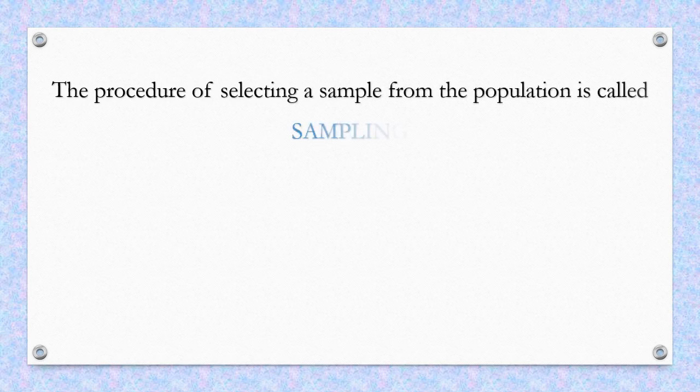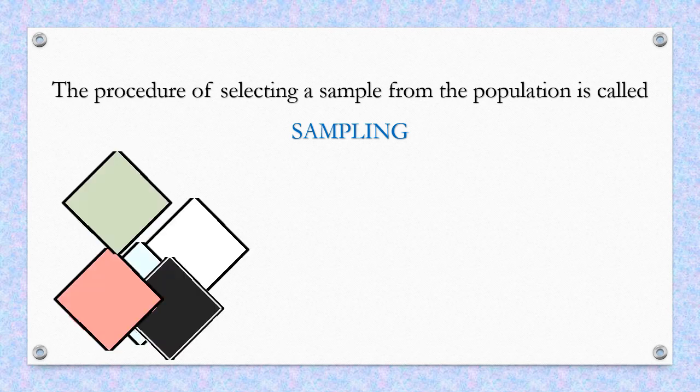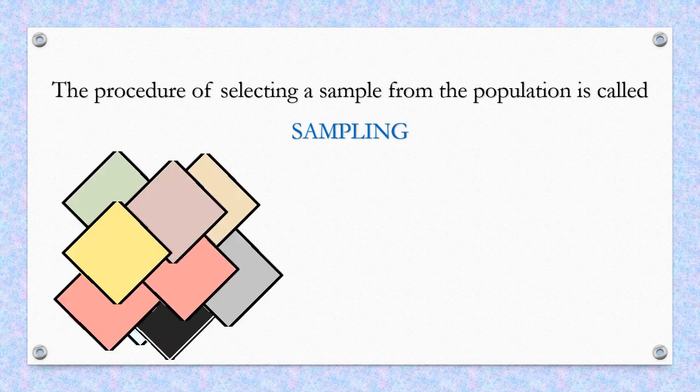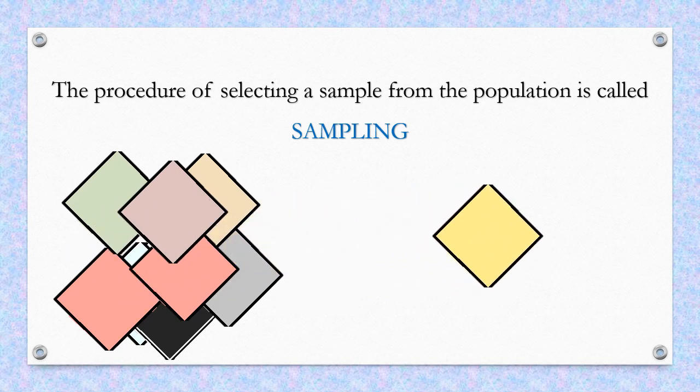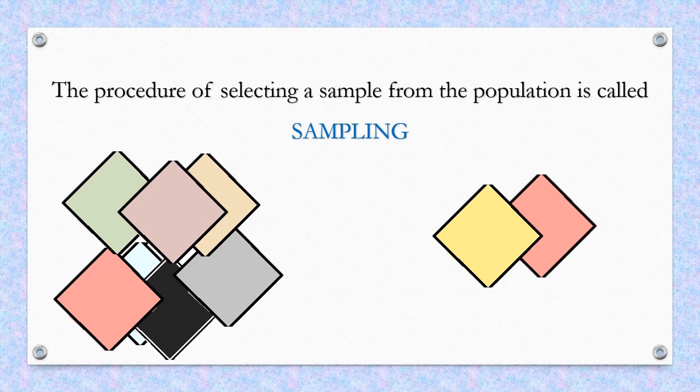The procedure of selecting a sample from the population is called sampling. So in simple terms, when we select a sample from the population, the method of doing that is called sampling. Let me take an example. Again, let's take an example of 10 different colored chits here. I'm going to select one chit, then I'm going to select another chit, and this selection is called sampling.